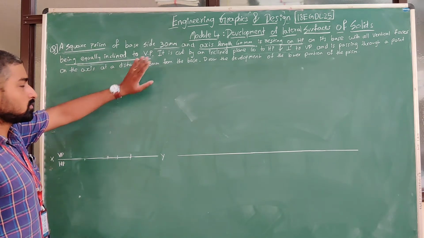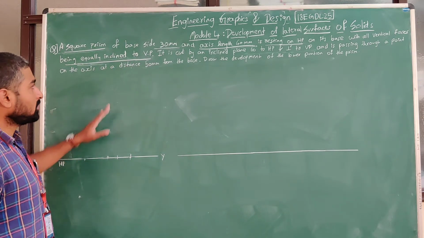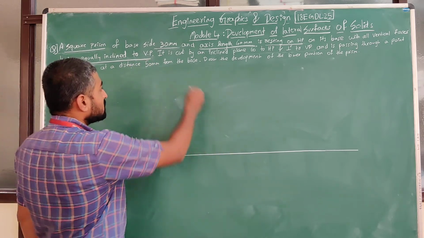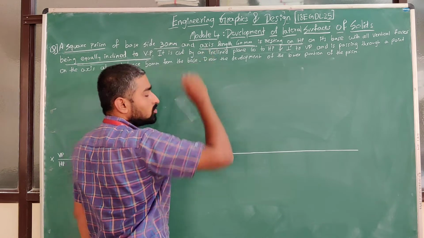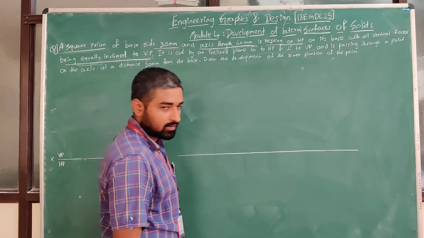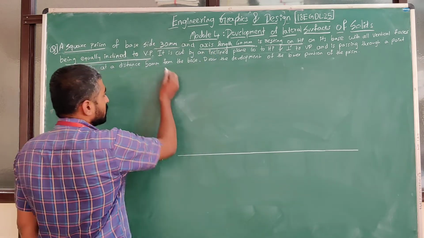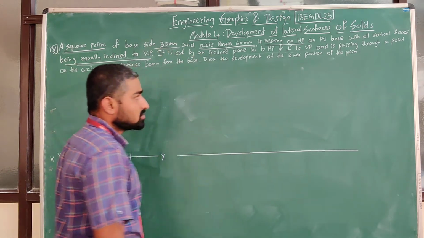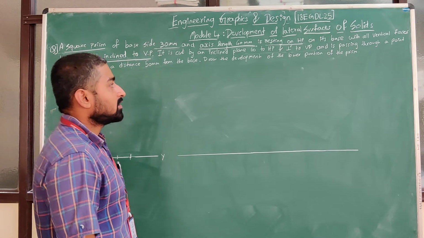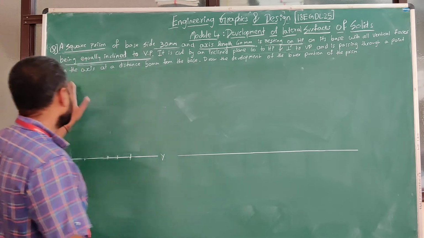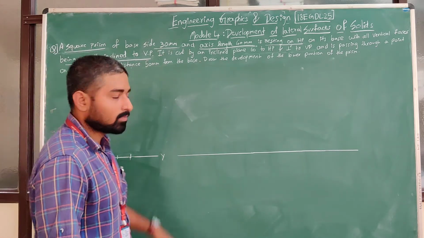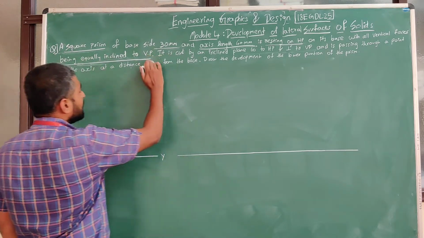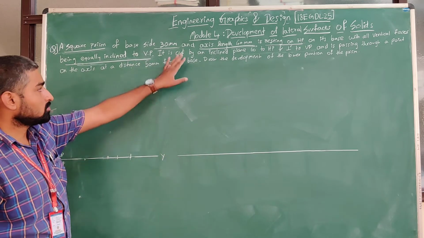Up to here, this was a given thing which we need to understand, and this is the same as what we have studied in the projection of solids. Now comes the next question, which is involved with this topic, that is development of lateral surfaces of solids. Here you can see it is cut by an inclined plane 60 degree to HP and perpendicular to VP, passing through a point on the axis at a distance of 50 mm from the base. Before coming to this new statement, let us complete the previous statement and then come to this one.